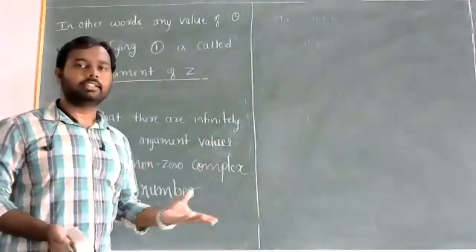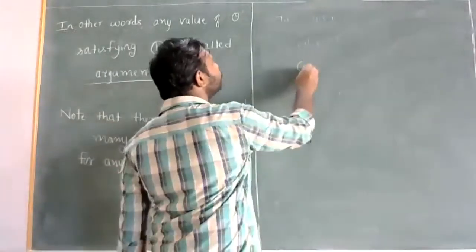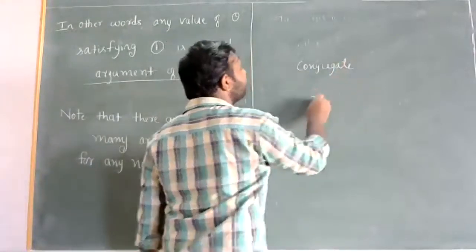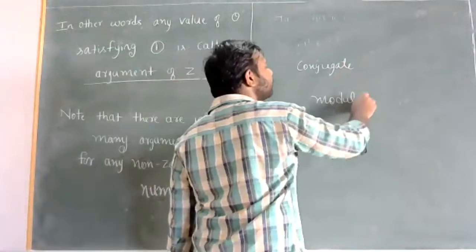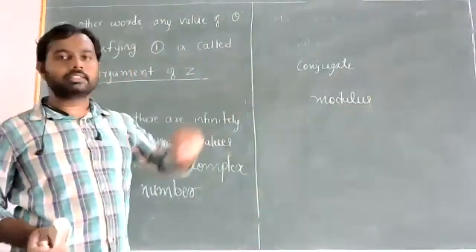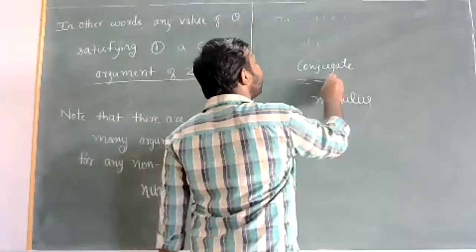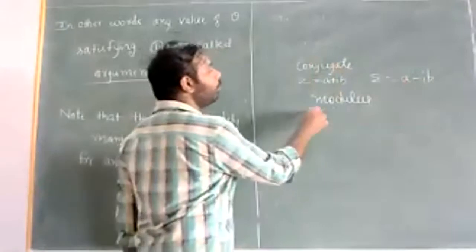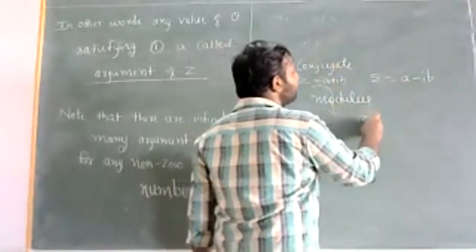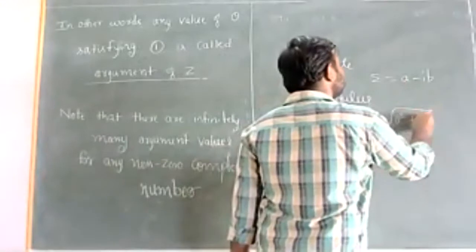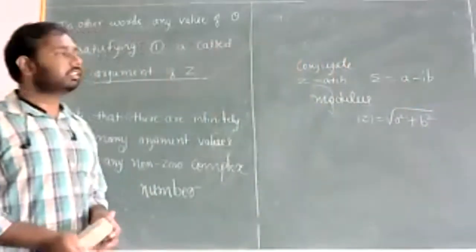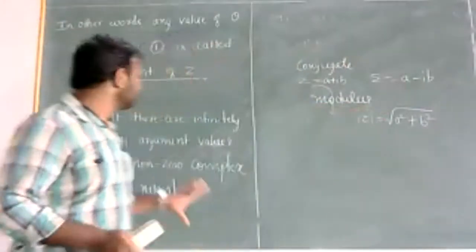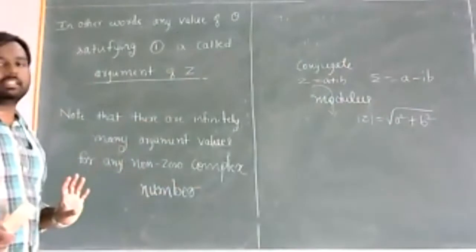But initially, while defining the conjugate of a complex number, or defining the modulus of a complex number, the conjugate of a complex number is unique, right? So z is equal to a plus ib, its conjugate is a minus ib, and the modulus of this complex number will be unique, that is, the square root of a square plus b square. So conjugate and modulus of a complex number are unique, but in the case of argument, it is not.